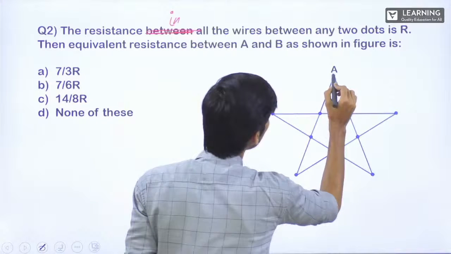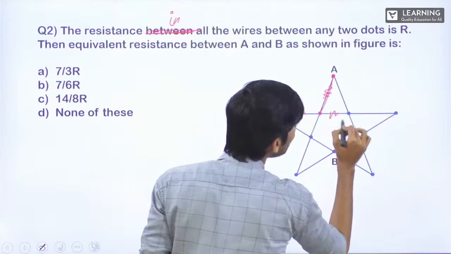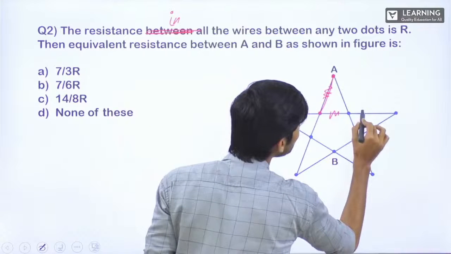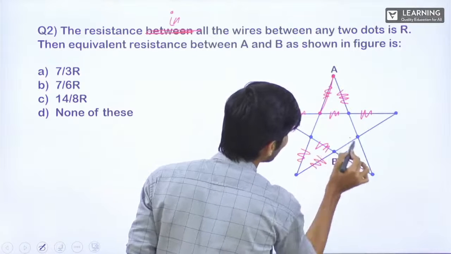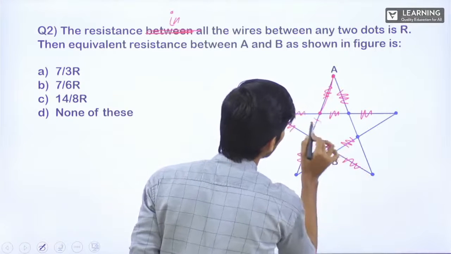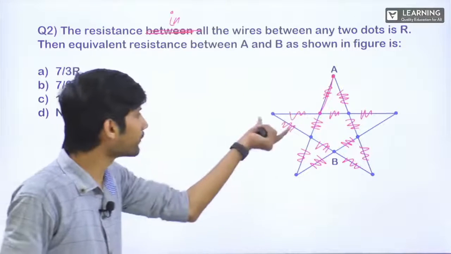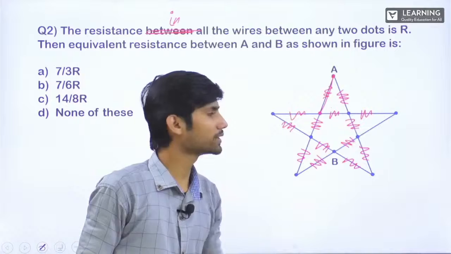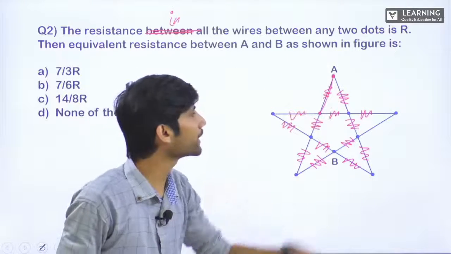So see, any two dots, this will be resistance R, this will be resistance R, this will be resistance R, and so on, R, R, R, R, R, R, R, R, R, and R. Clear? So every small wire which you can see, the resistance is R. Now we have to find the equivalent resistance between A and B.